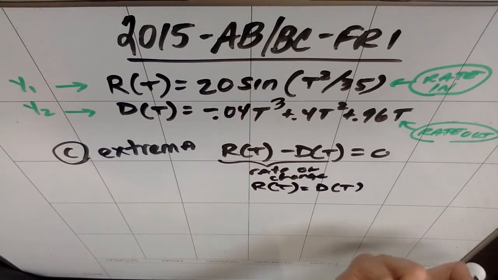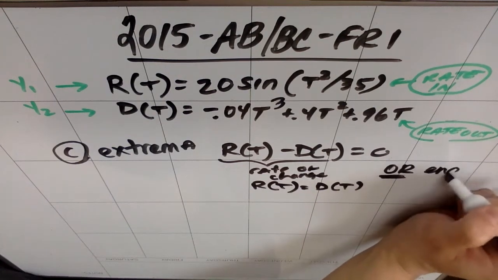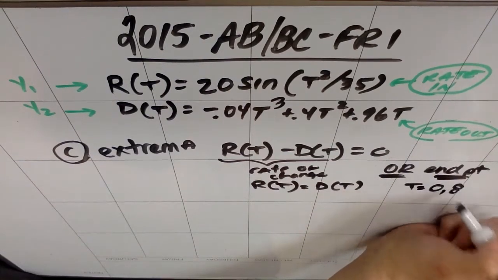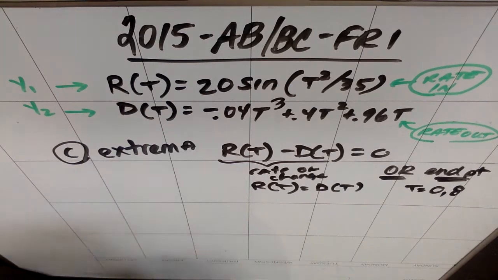There are a couple of possible candidates, or it's going to happen at an endpoint, because those are the only possibilities, which would be t is 0 or 8. So if I find the times when R of t equals D of t, and put them on a table along with t is 0 and t is 8, I can calculate the amount of water in the tank at those times and tell you which one's the minimum.